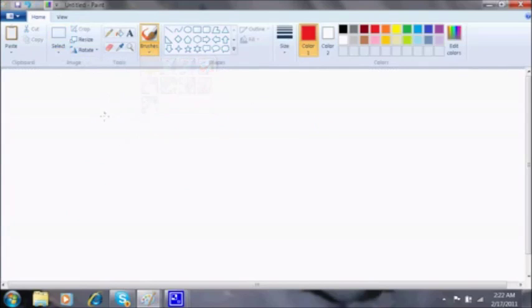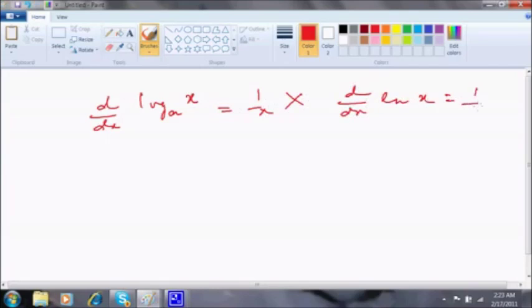Another kind of question that comes is dy/dx of log of x to base a. Here I go. If this comes, many students write 1 by x because they have only the tool that dy/dx of ln x is 1 by x, but this is wrong for a general base.